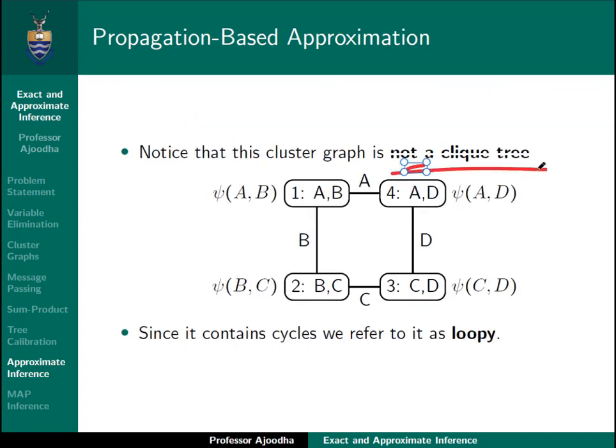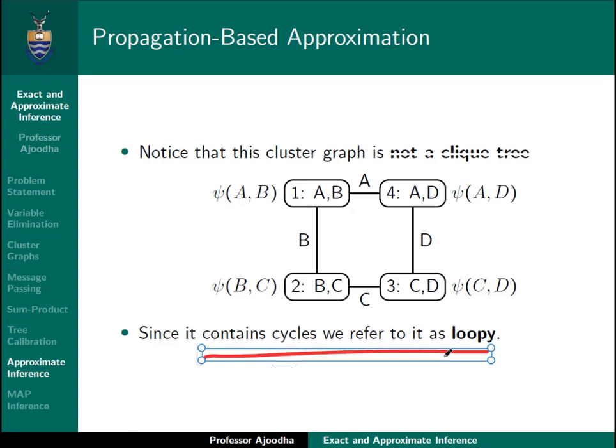So this is not a clique tree, okay? I'm sure you figured that out by now. It contains loops and cycles, so that's what makes it not a tree. And this is why we call it loopy approximate inference, or loopy belief propagation, because it has these loops.